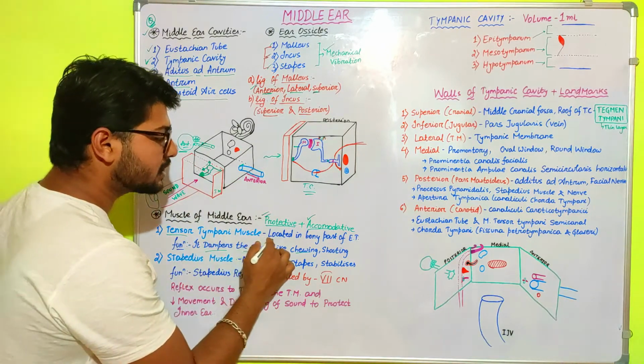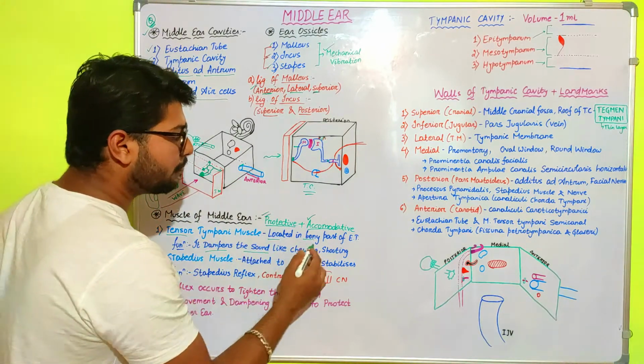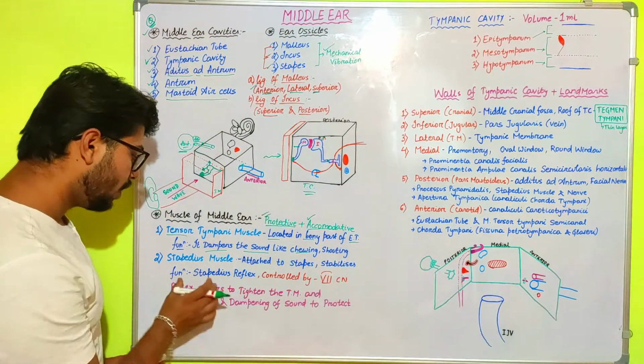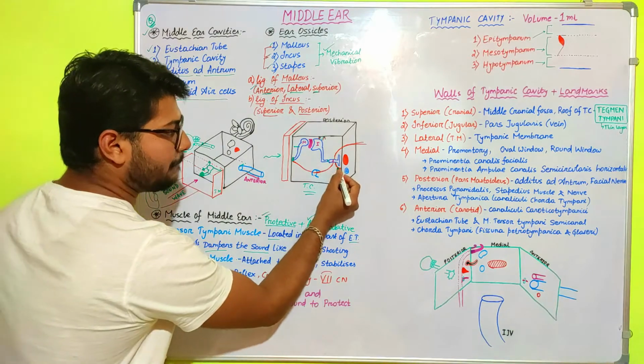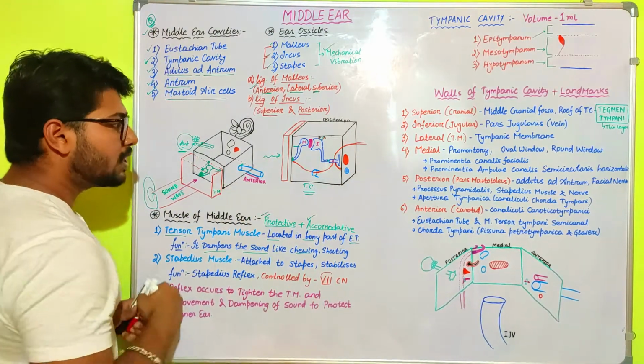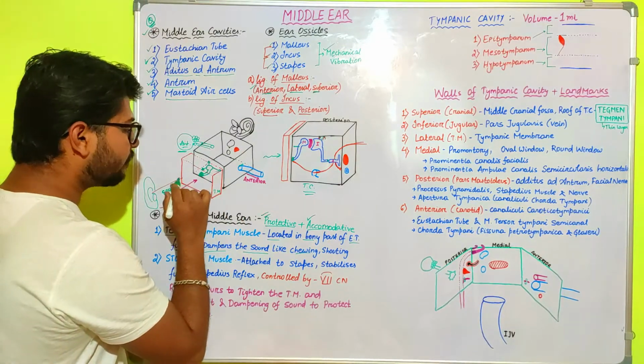This tensor tympani muscle is located in the bony part, or superior to the bony part, of the eustachian tube. Then the second one is the stapedius muscle. What is the function of the stapedius muscle? Listen, once here is the sound wave or the vibration.